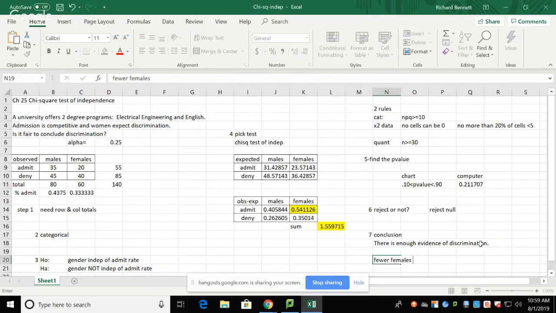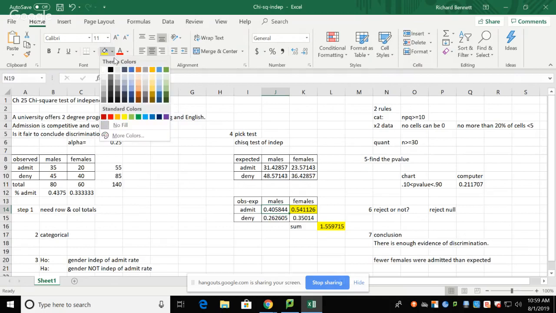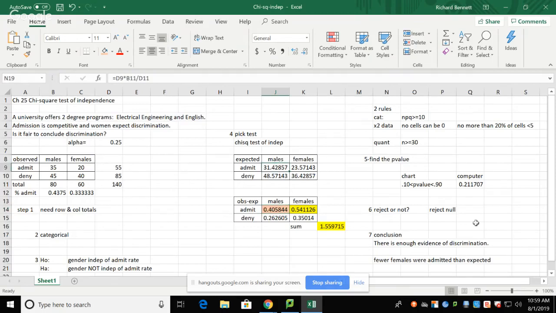Okay, so fewer females were admitted than expected, right? So that would tend to say that women are being discriminated against, right? Would you agree with that? Okay, but then what's the next biggest number? The males, the 0.405 here, right? So I'll put that in a different color. Now let's see what happened with the males. We would have expected only 31.5 males to be admitted, but in fact, 35 were admitted. What happened with the males?